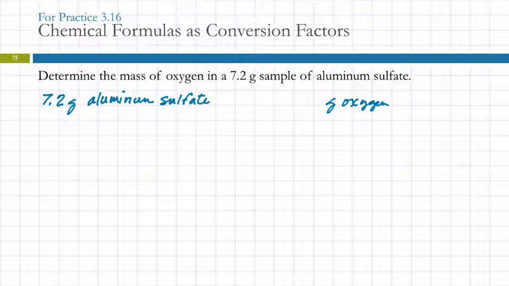I don't have a percent composition. So what I need is the chemical formula for aluminum sulfate. So I'm going to do that down here at the bottom. What kind of a compound is this? Ionic, molecular, or an acid? It's ionic. So the first word, aluminum, talks about the first element. Aluminum's a metal, right? So if it starts with a metal, it's ionic.